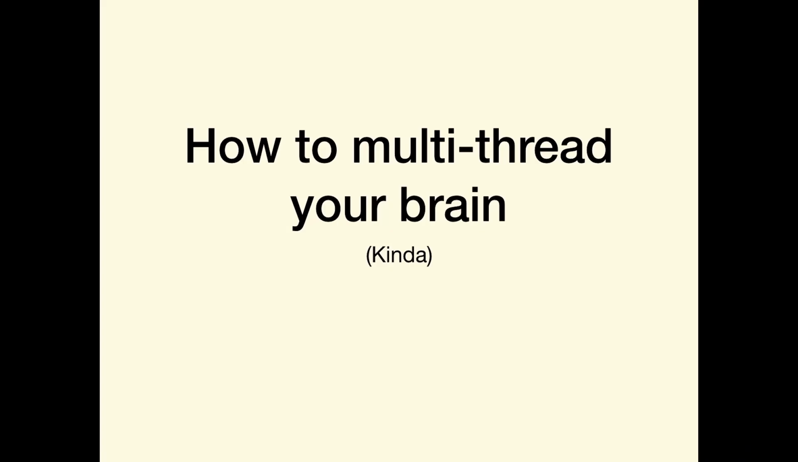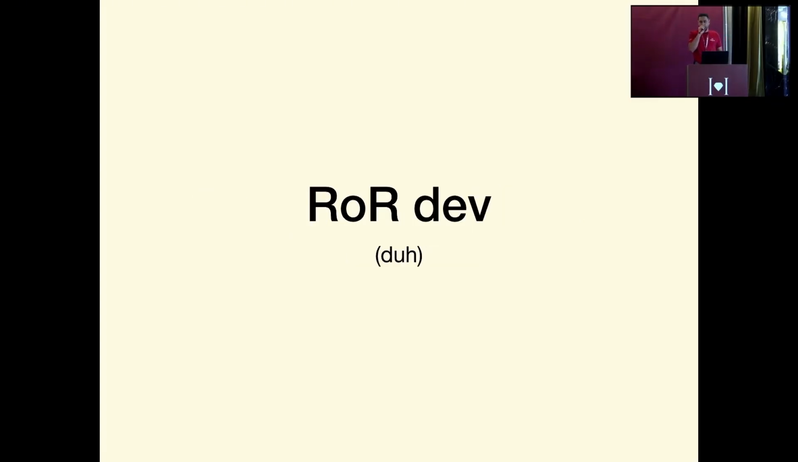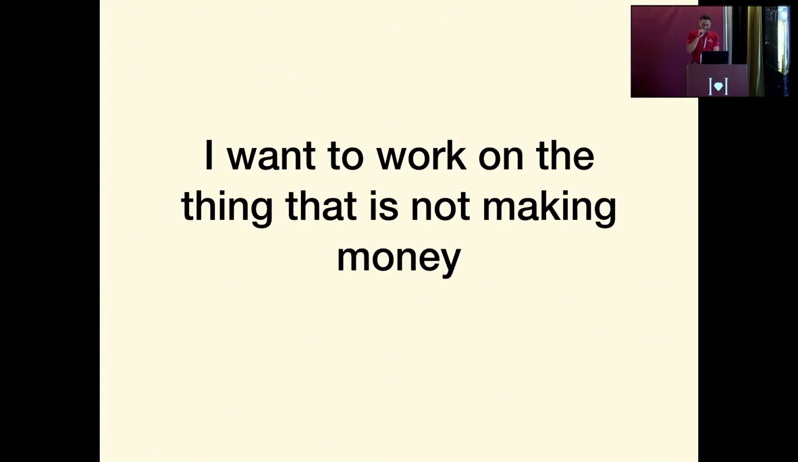How to multi-thread your brain, kinda. If you're a bit like me, you don't like working on a single thing. You have many brilliant ideas, you start working on many projects, finish none, and then there's the one that's making money and you have to work on that, but you want to do the other thing, and that's been a real issue because I like coding. That's why I got into Ruby on Rails, because I wanted to start many things and finish none, basically. But I want to work on the one thing that is not making money yet, hopefully. Probably some of you can relate to this.